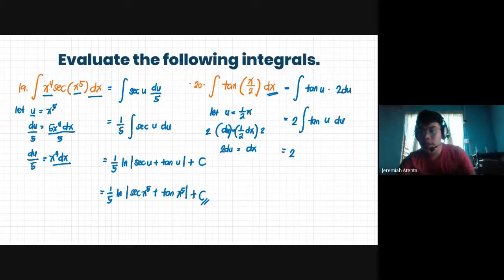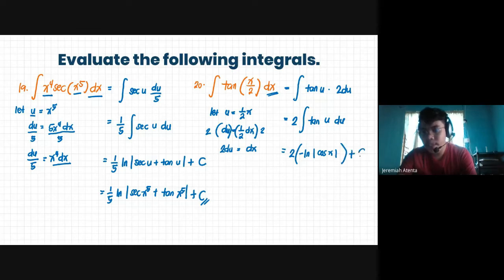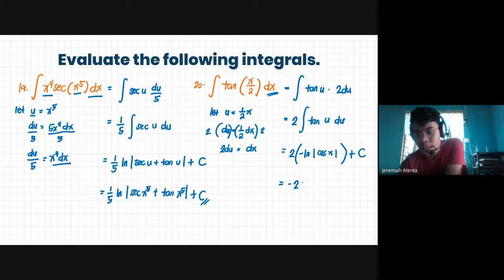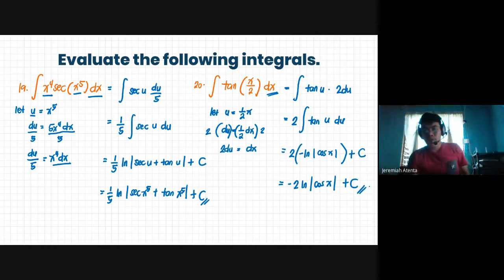So therefore, this will become 2 times negative of ln, absolute value of cosine x. So there. And we will add c. Ayan. Okay? And this is now equal to negative 2 ln of the absolute value of cosine x plus c. This is now our final answer. Okay? Any questions so far? Clarifications? If there is none, kindly press 20.